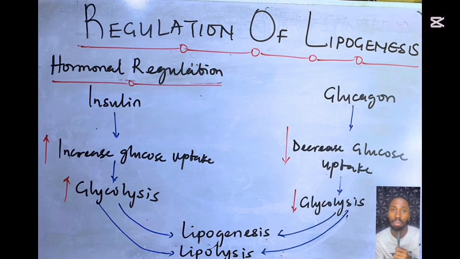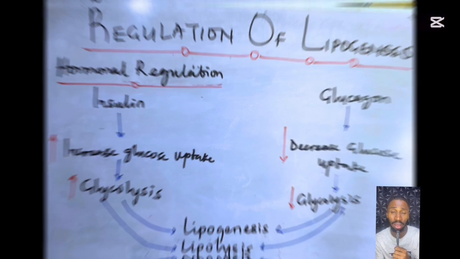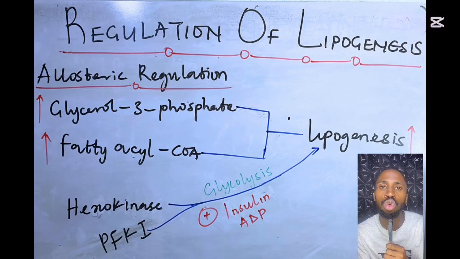The next one is hormones. Insulin is stimulated when there is intake of food, because the more the insulin, the more the uptake of glucose. And when you have glucose, it favors glycolysis, which favors lipogenesis. But when you start stimulating glucagon, it inhibits lipogenesis but stimulates lipolysis. Very, very important.